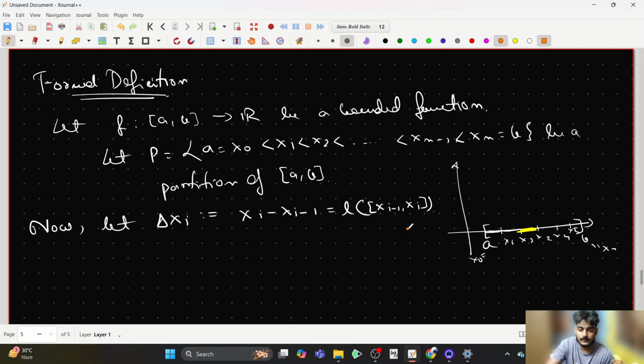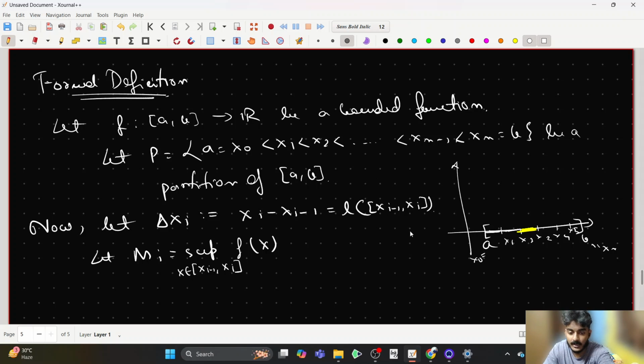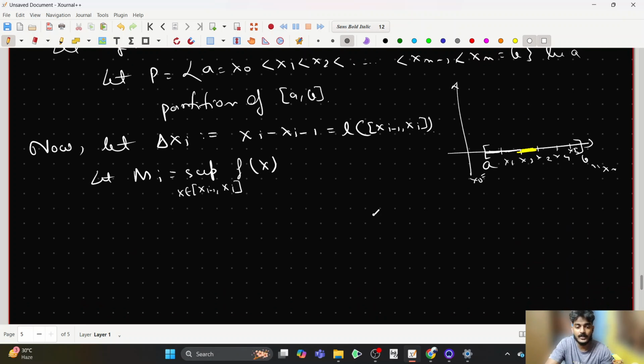Next, fine. Let capital Mi be the supremum of the values of f(x) when x is in the interval xi minus 1 to xi. Okay. We will come to the importance of these values. And small mi be the infimum of the values of f(x) when x is in the interval xi minus 1 to xi. Fine. Okay.